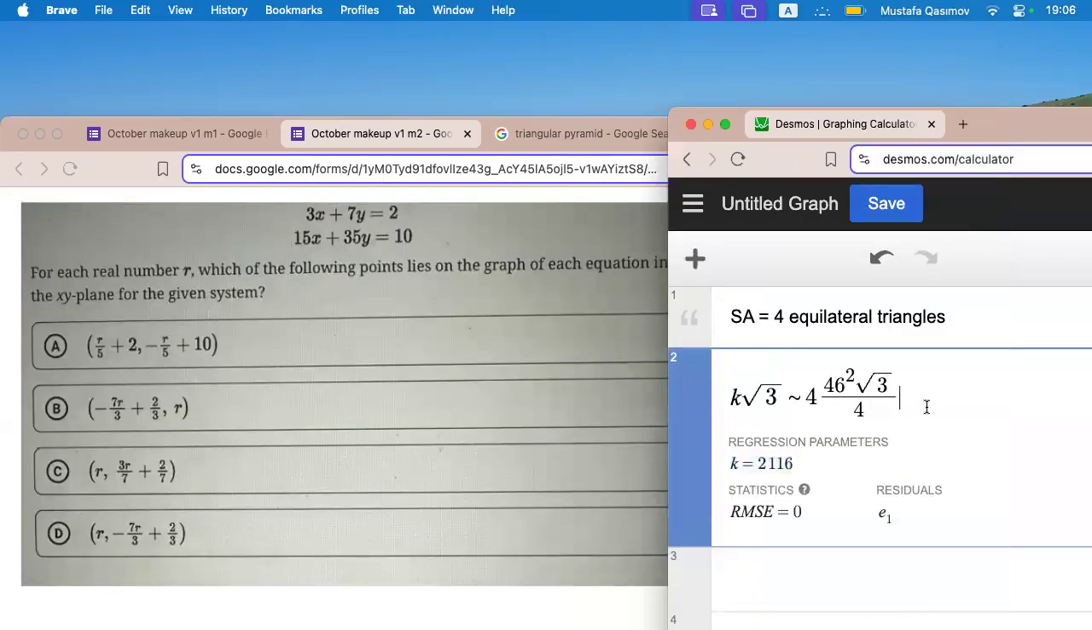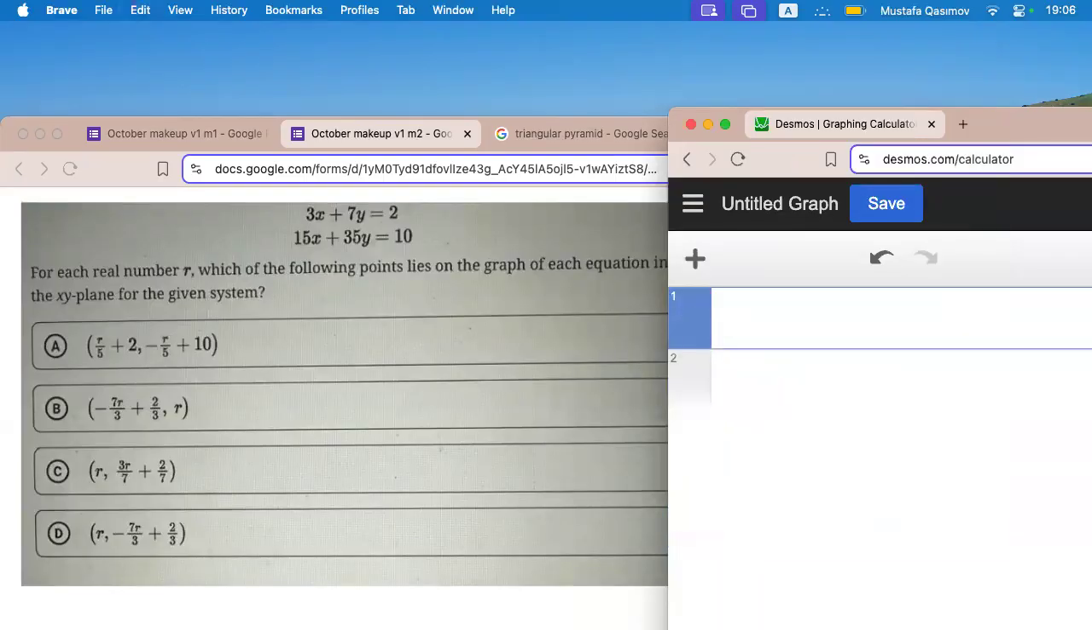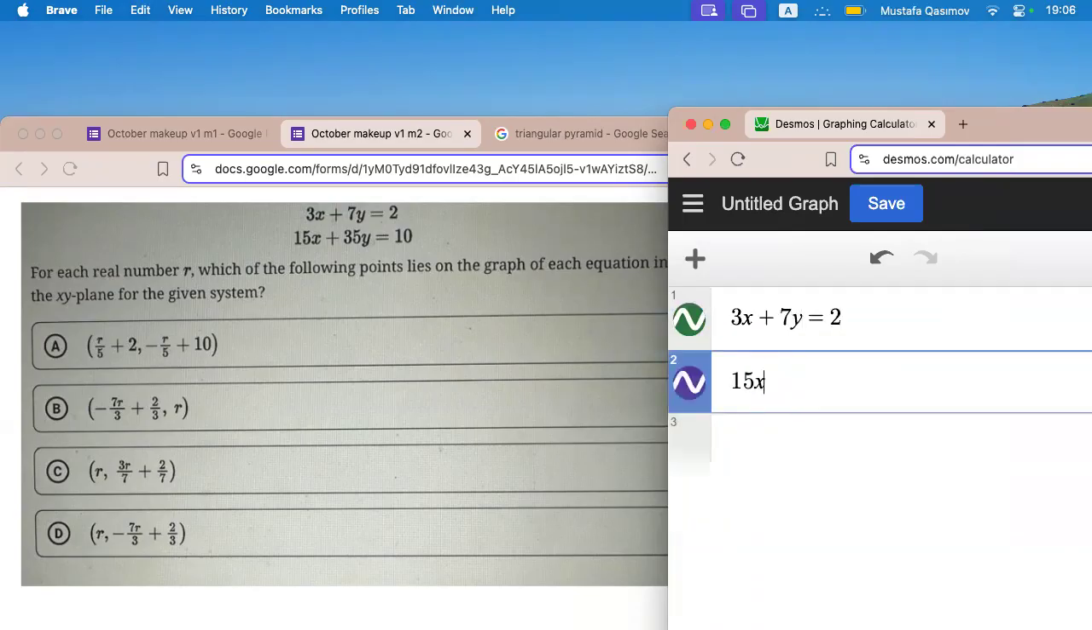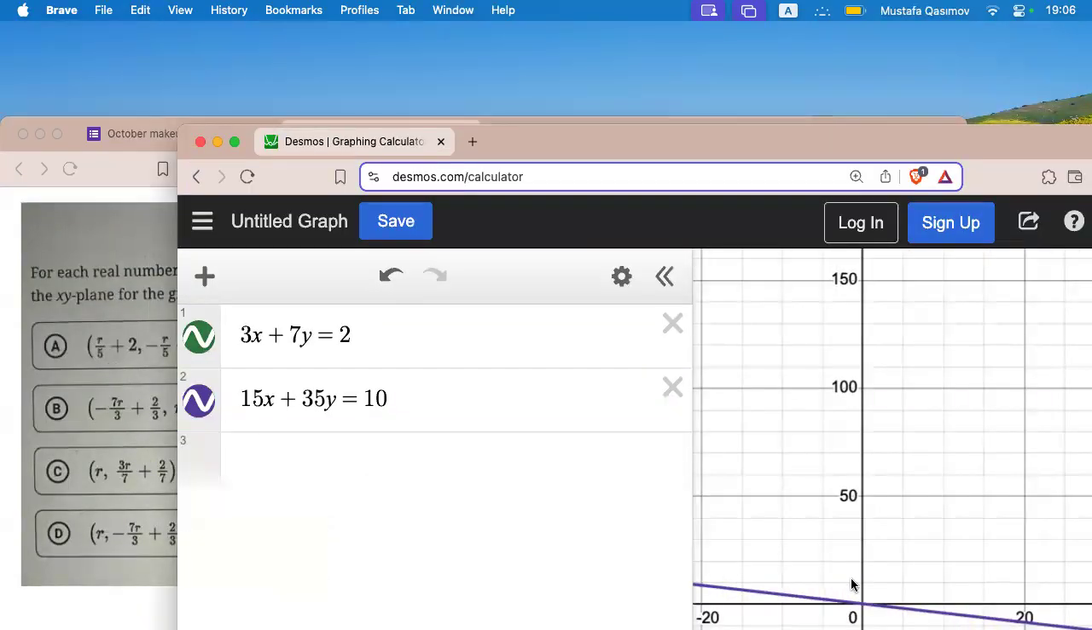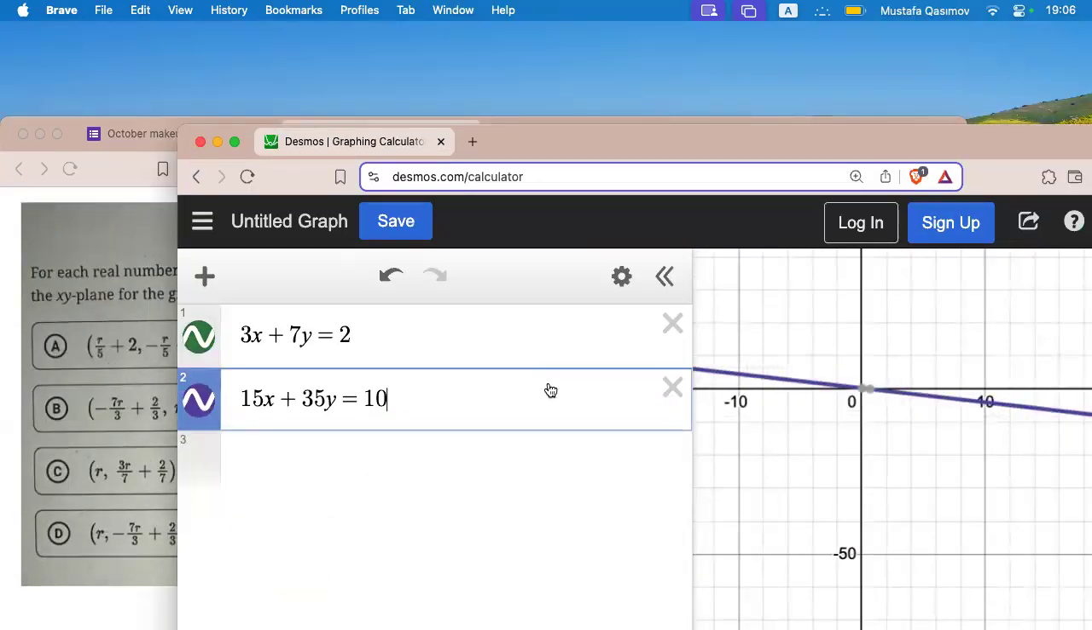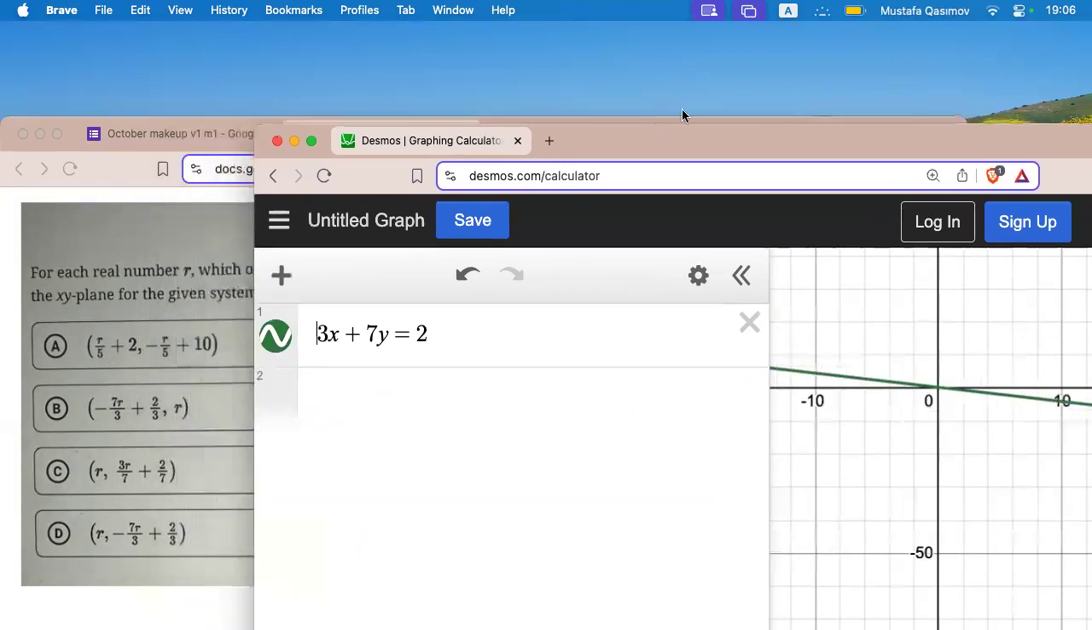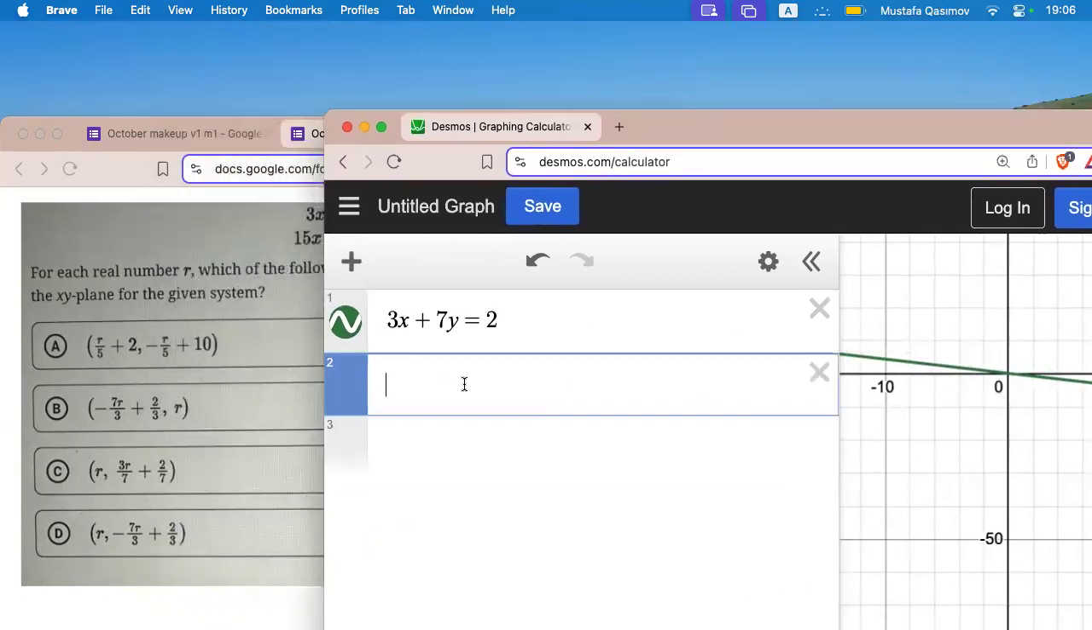We need to write that one in decimals, then we will get its value. 3x plus 7y is equal to 2. 15x plus 35y is equal to 10. Okay, actually, if we write the first one, it is okay because they are the same line. So we don't need the second one. Then you have to put in all the options here and check all of them. Because it is r over 5 and it is 3, probably it is not correct.